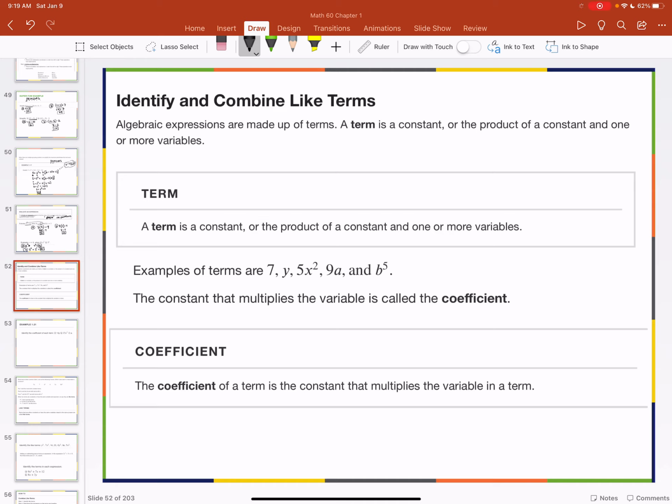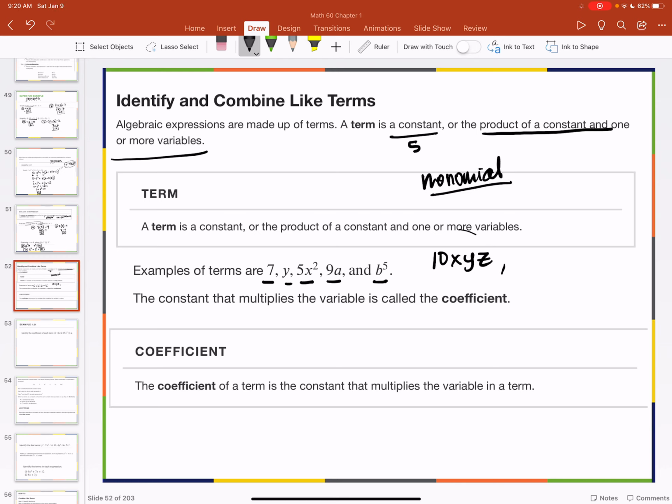Okay, so first of all, let's define what a term is. A term is a constant. Remember that a constant is a number, right? Or the product of a constant and a variable, one or more variables. So some examples are 7y, 5x squared, 9a, b to the 5th, 10xyz. So notice that there's no pluses and there's no minuses in a term. Another word for this, it's called a monomial because it's just one term, right? Okay, so we'll see that later.